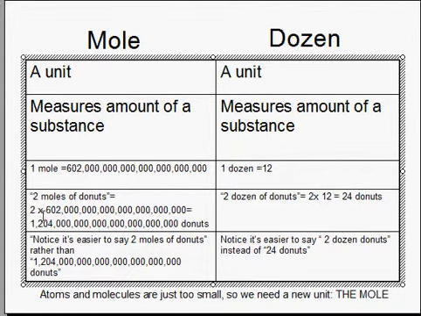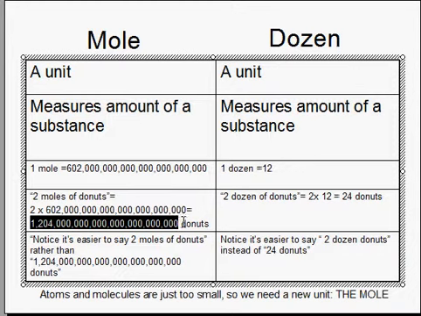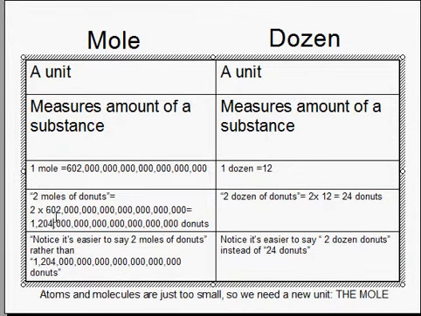So the reason we use the mole is because nobody even knows how to say this number here. It's a huge number. It's past the trillion. So instead of trying to figure out how to pronounce these huge numbers, or even if you knew how to pronounce them, instead of dealing with them because they're just so complex, we chemists just use the mole.